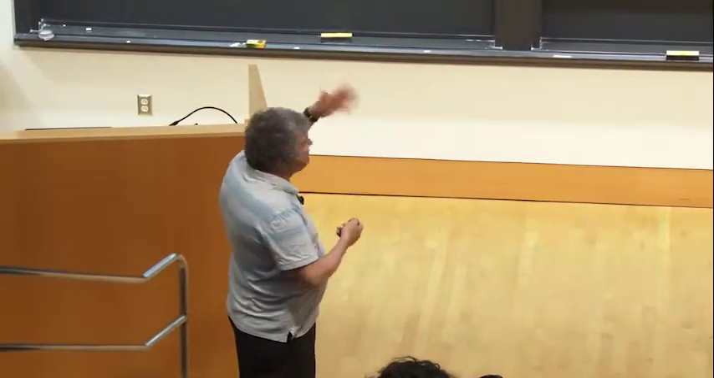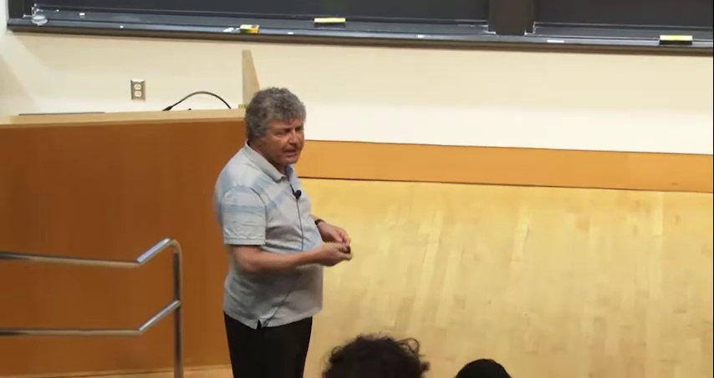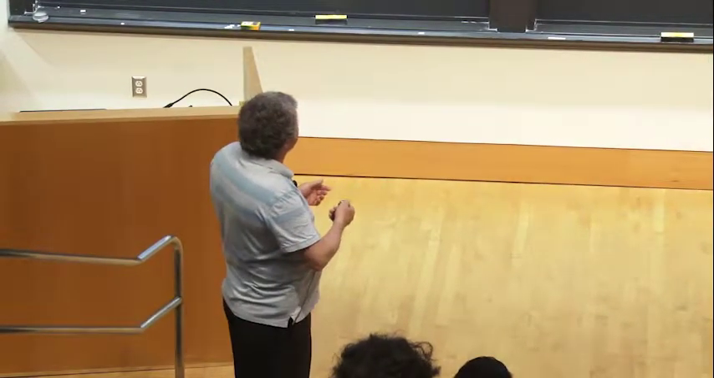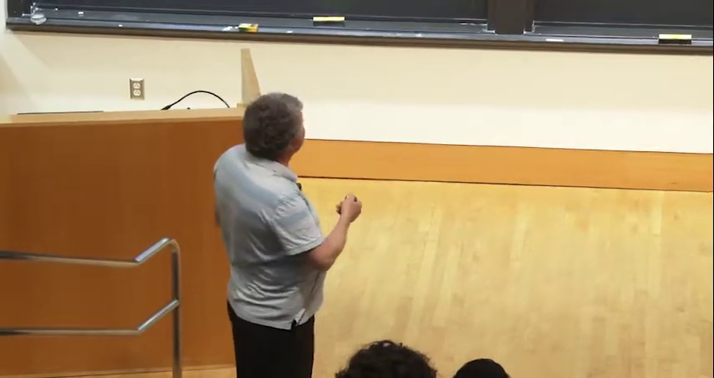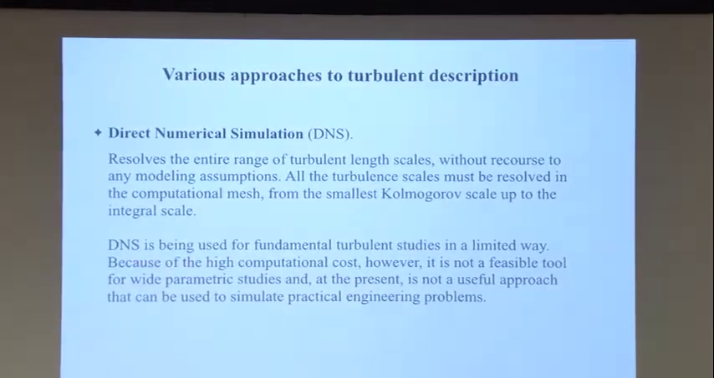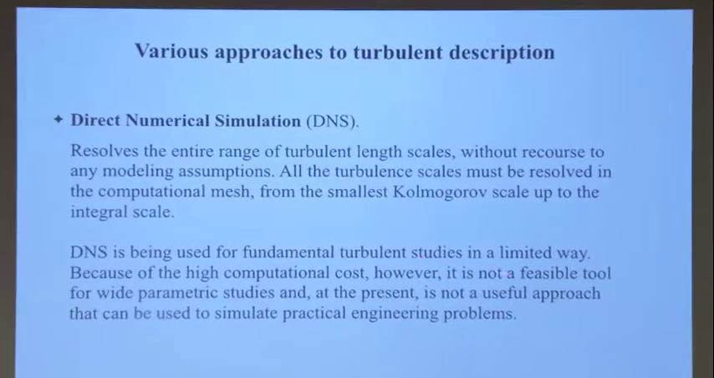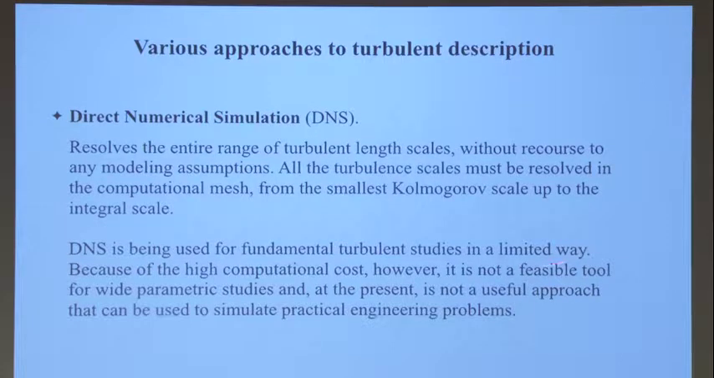I don't want to run through this, it is part of the chapter of lecture 14. I'm not going to go over it, but I want to pick on a few things, and then move to lecture 15. So DNS is being used for fundamental theoretical turbulence studies in a limited way because of the high computational cost. It's not a feasible tool for, say, a parametric study. You can only study very specific conditions, and you can only solve very small scale problems.